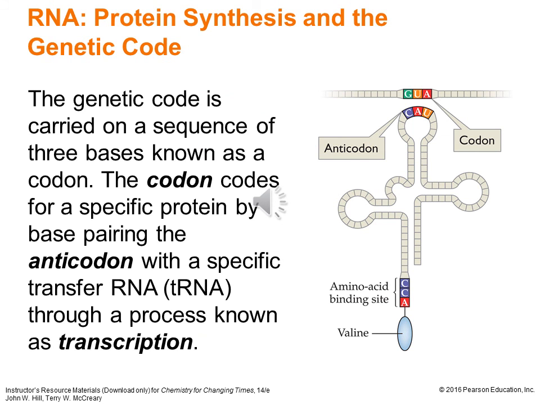So if you were paying attention there to table 16.5, you notice that it was a 3-letter code. So the genetic code is carried on a sequence of 3 bases known as a codon. And so the codon specifies a given protein by base pairing with the anticodon with a specific transfer RNA. So we have the messenger RNA, now we have transfer RNA through this process of transcription. So that's how we take these genetic codes and translate them into actual amino acid building blocks.